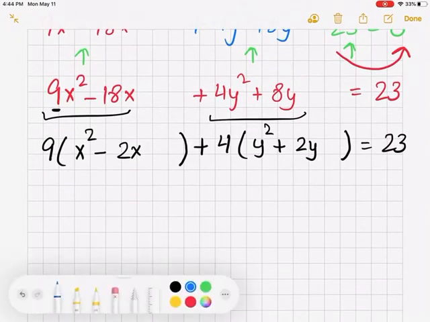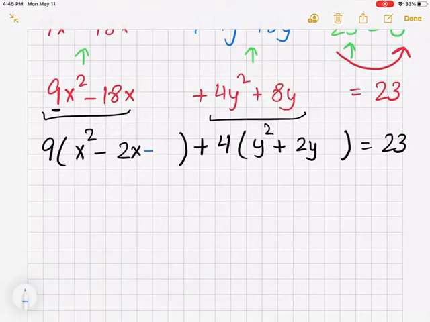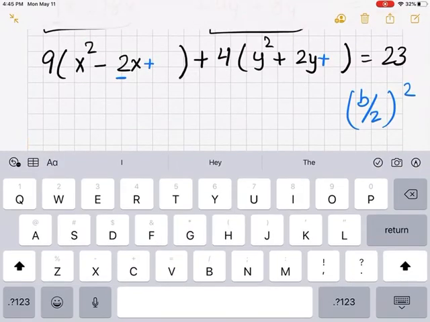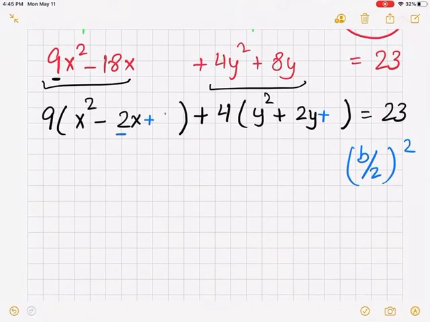Now we need to make each parentheses into a perfect square. So get the magical number. How do we get the magical number? It's the b value, cut it in half and square. So the b value here is 2. We don't take the sign. If you want, you can, but it's not going to make any difference because eventually it's going to get squared and still be positive. Negative 2 divided by 2 and squared would be 1, because half of 2 is 1, and the square is 1. Same thing here. 2 divided by 2 is 1, square is 1.